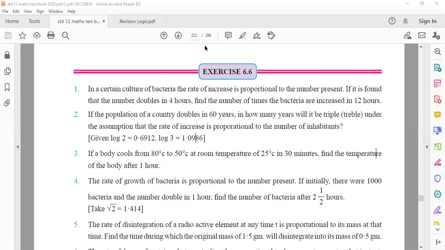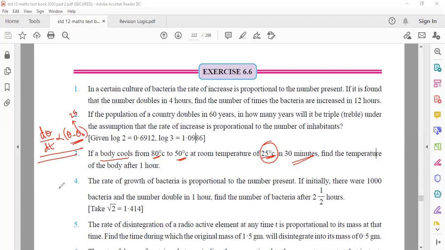Let's read this Newton's law of cooling problem. A body cools from 80 degrees to 50 degrees Celsius at a room temperature of 25 degrees in 30 minutes. Find the temperature of the body after 1 hour. Do you know what Newton's law of cooling is? The rate of change of temperature is proportional to the difference between the temperature of the body and the surrounding. Theta is the temperature at time t. Then d theta by dt is proportional to the difference between the temperature of the body and the room temperature. Here the room temperature is 25. So this will be the equation we have to solve. Instead of theta naught, we'll be putting 25.